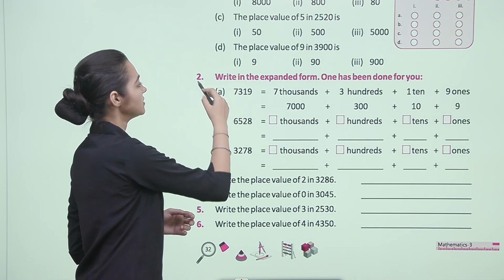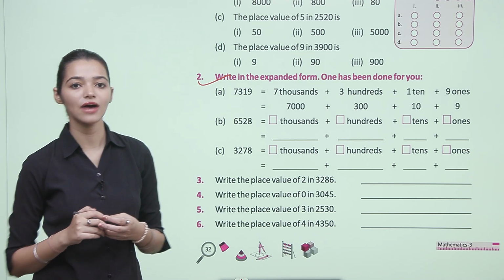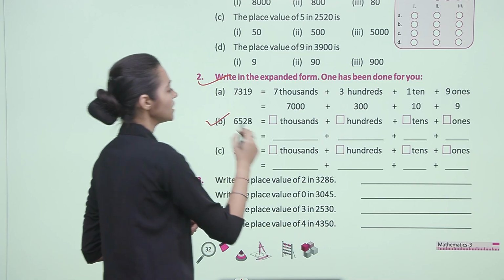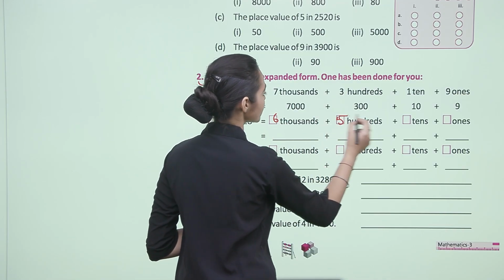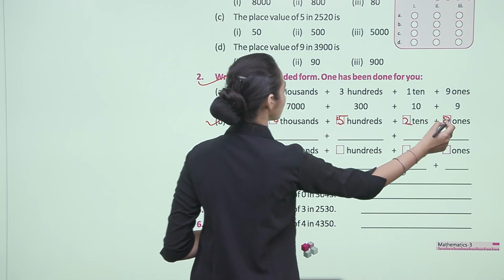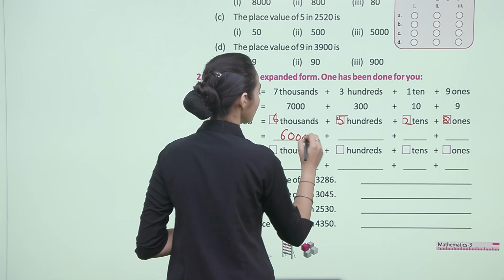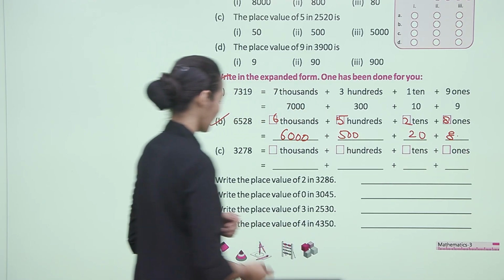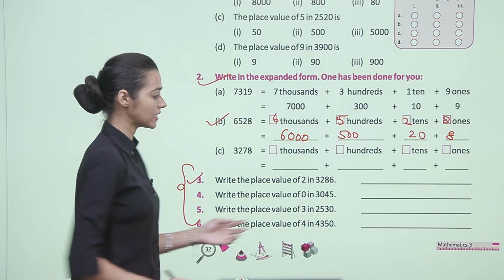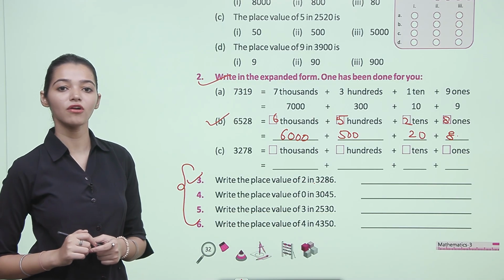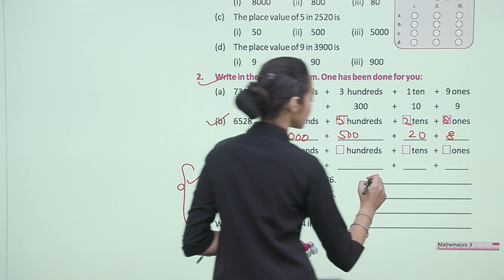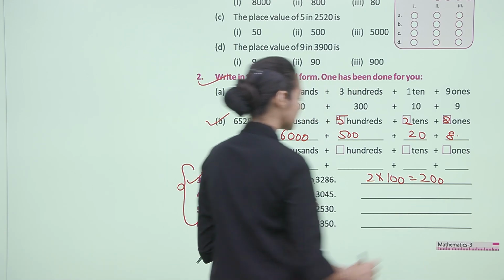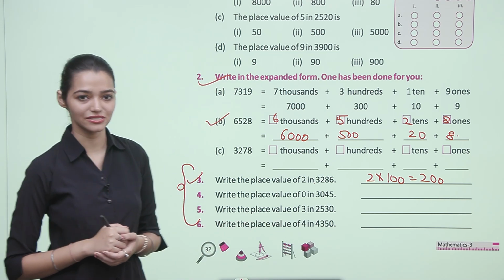Now let's look at the second question. In this one, we have to write the expanded form. One has been done for you. Now in the second part it will be 6 thousands, 5 hundreds, 2 tens and 8 ones. So this will become 6000 plus 500 plus 20 plus 8. Now in all of these we have to find the place value. So in this one, the place value of 2 is, very good, 2 into 100, that is 200. That's how you have to find the place value of all these digits.